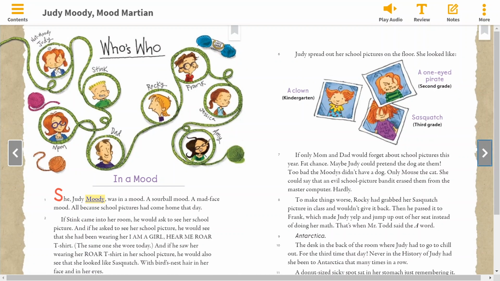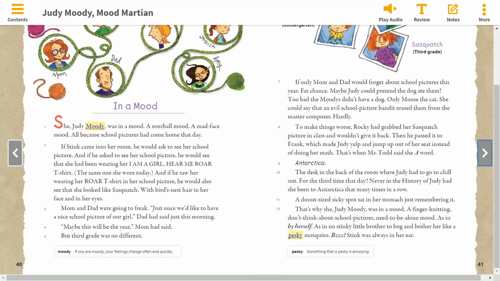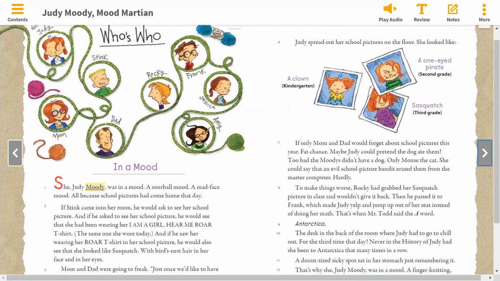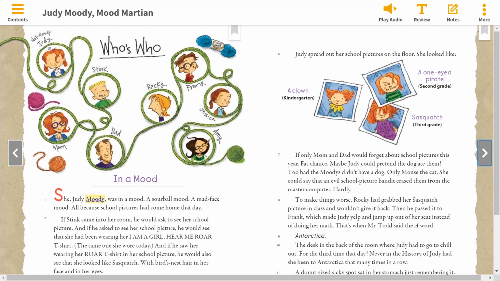Let's stop and think about what we have read. Look at the illustrations on page 41. Here is page 41 on the top right corner. This is where we're looking. What do all the pictures have in common? I will pause for a few seconds.